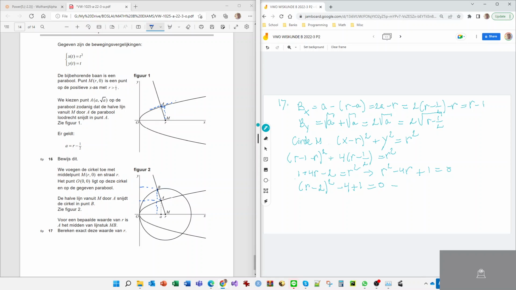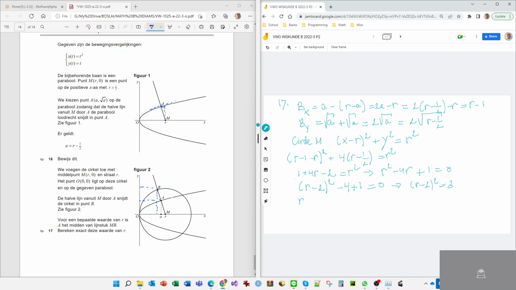And that means (r minus 2) squared equals 3. One other way is to still use your graphic calculator and, from what you get, try to estimate what the precise exact value of r is, or just use this equation with the discriminant to figure it out.